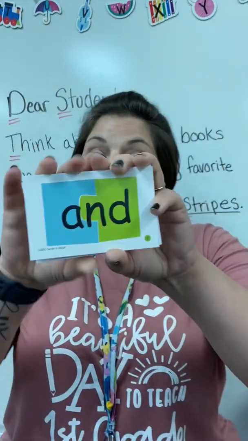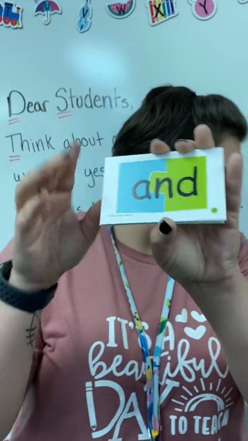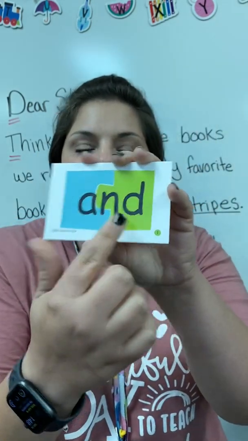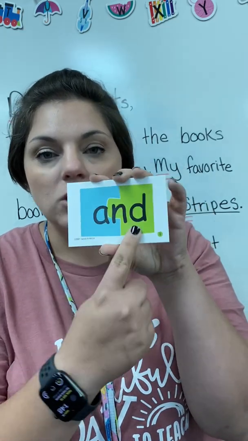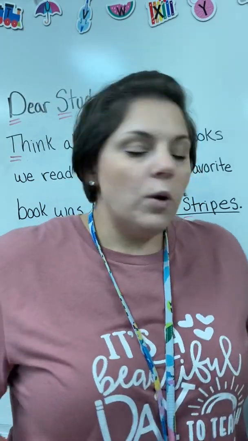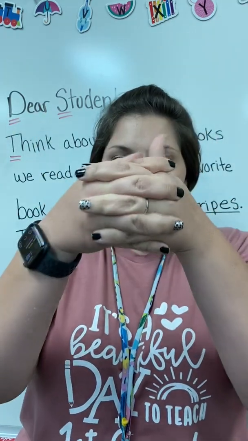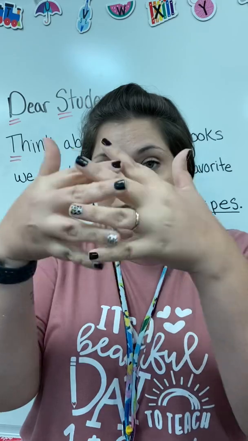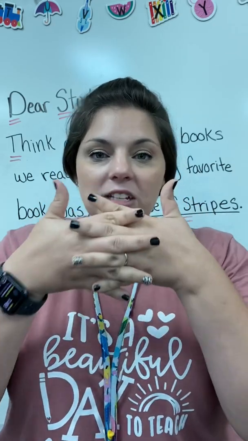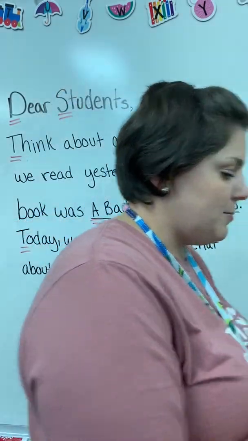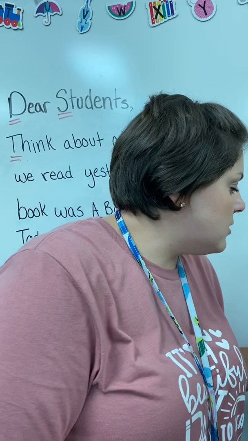This one's brand new, so watch and listen. I'm going to have to put it down for a second. The word is and. In its sentence is, it's blue and green. When you see and, I want you to do this. And. You're putting things together. That's what and does. It puts things together. So put your fingers together. Ready? And. It's blue and green. And. So those are our sight words.